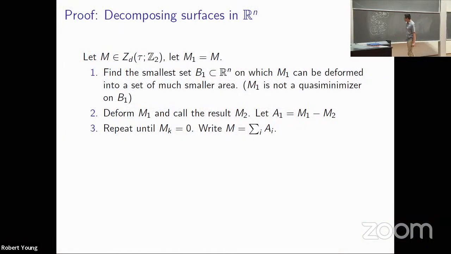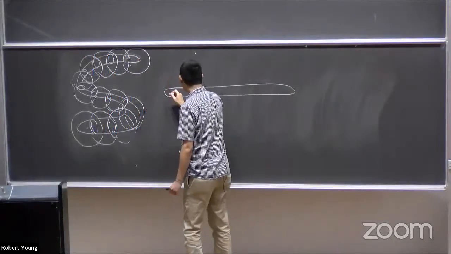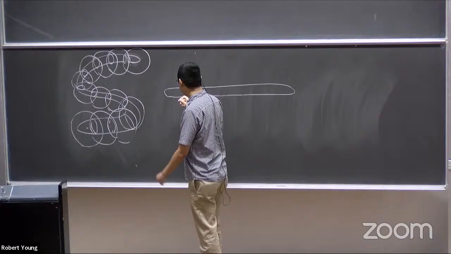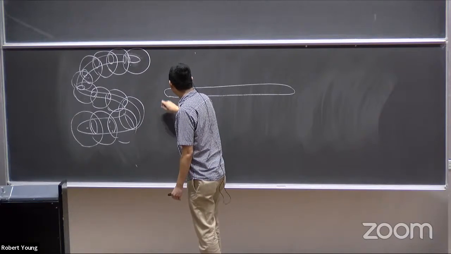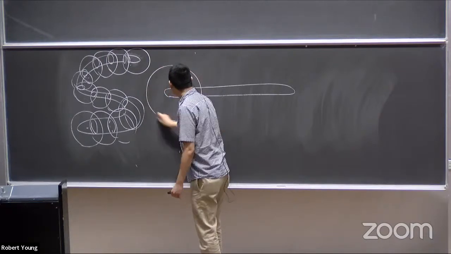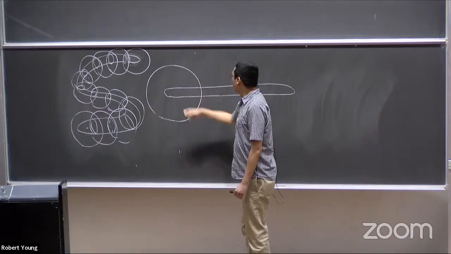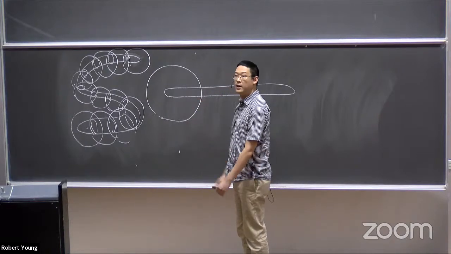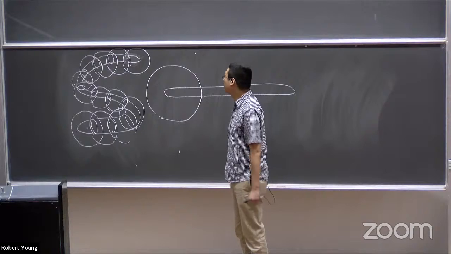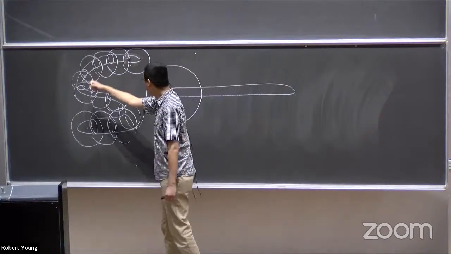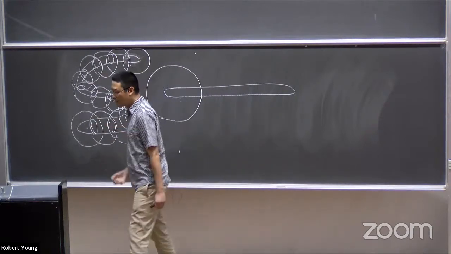So this is a picture of how this works in the case of this sort of snake surface. What's special about this surface is that it's very thin. It's very skinny. If I take a ball around one of the ends of the snake, the surface doesn't take up very much of that ball. So we get a decomposition like this that just cuts it into cylinders.